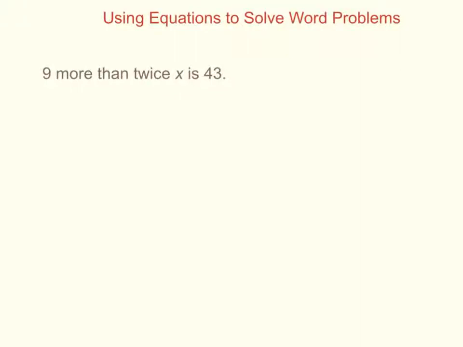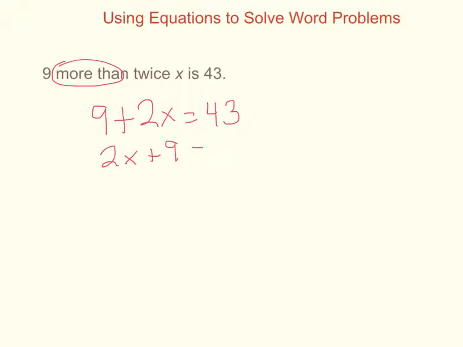Okay, using equations to solve word problems. You are going to have two answers for each and every one of these. The first answer is going to be your equation. So if you look at the first one, it says more than, which means we're going to add. So 9 more than twice x is 43. You could also write 2x plus 9 equals 43. Either one would be fine. So that right there is your first answer.